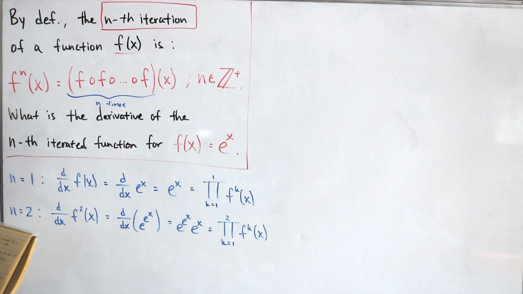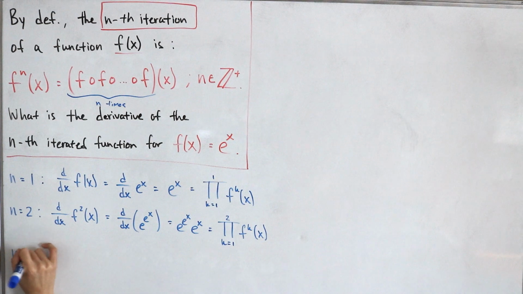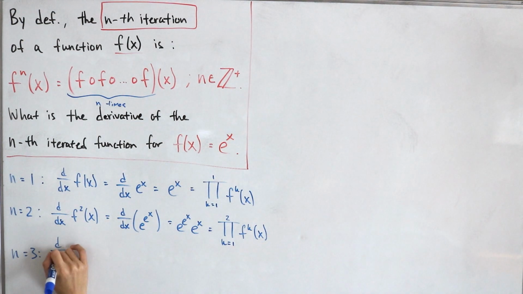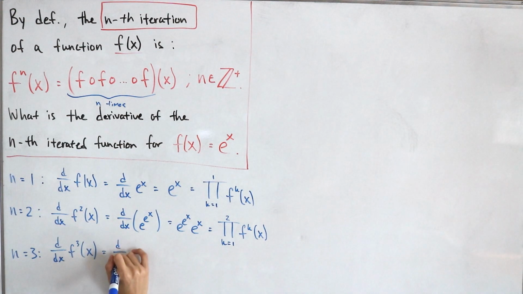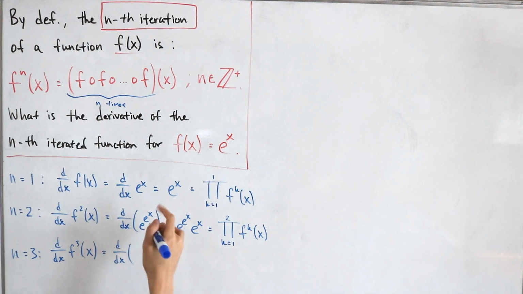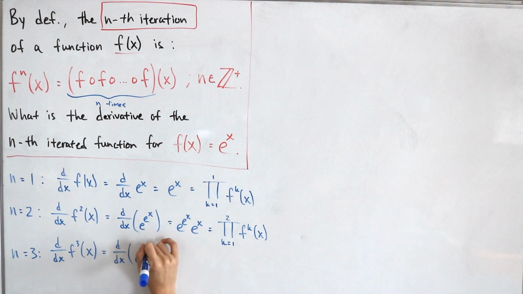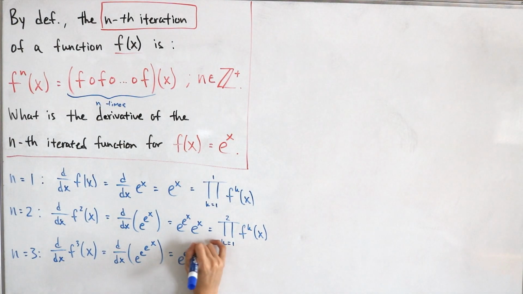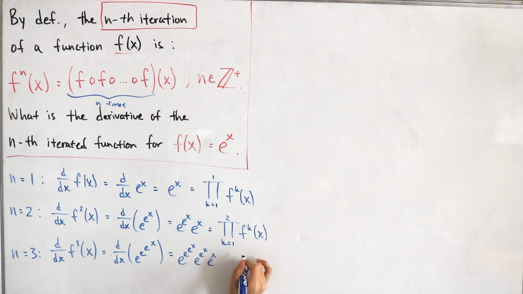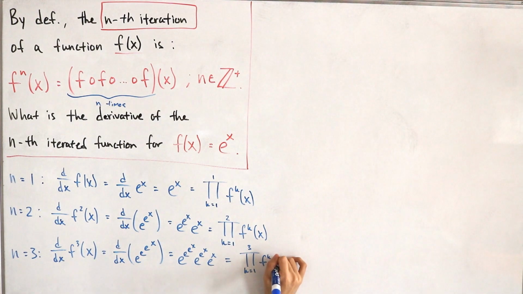Let's go for n is equal to 3. That means the derivative of f composed 3 times of x, and then just plug this back in. So we have a tower of e's going 3 times, e to the power e to the power e to the power x. Then we apply that same rule, the chain rule. So it's e to the power e to the power x, multiplied by e to the power x, and then multiplied by e to the power x. In other words, we can write that as the product series going from k equals 1 to 3 of f sub k of x. Okay, so at least we're getting somewhere.